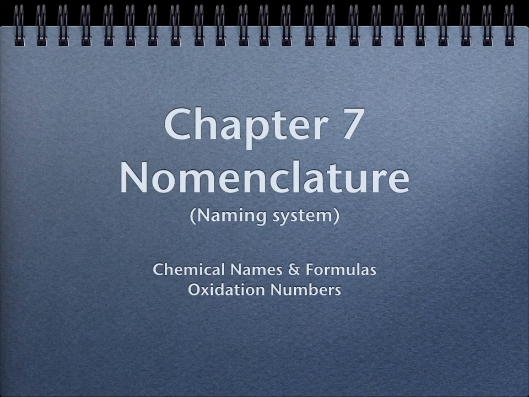Chapter 7 is actually going to be broken into two different sections. We're going to cover sections 1 and 2, dealing with chemical names and formulas and oxidation numbers. After that, we'll have an exam, and sections 3 and 4 of chapter 7 we'll cover in a separate unit, and we'll have a separate exam on sections 3 and 4.